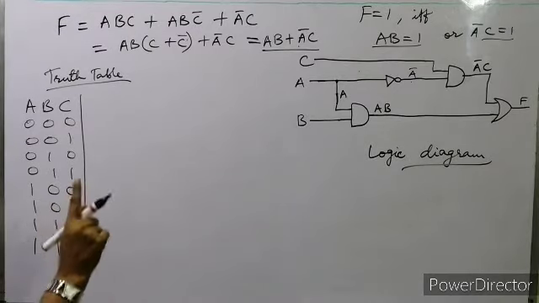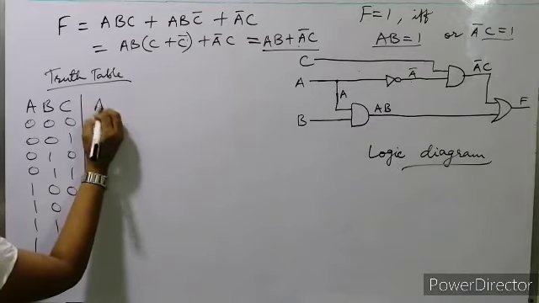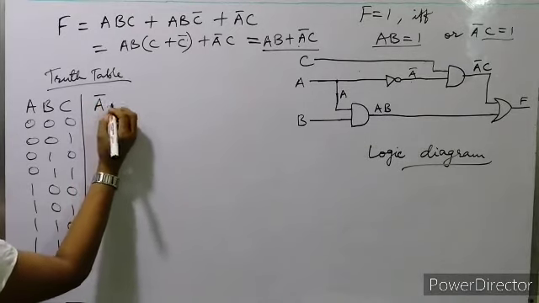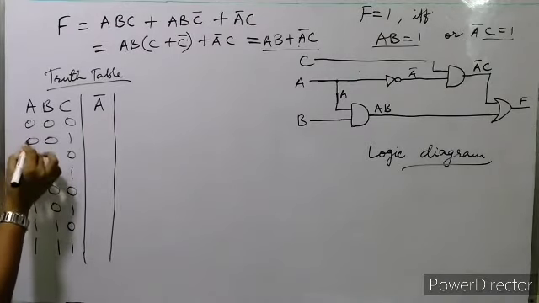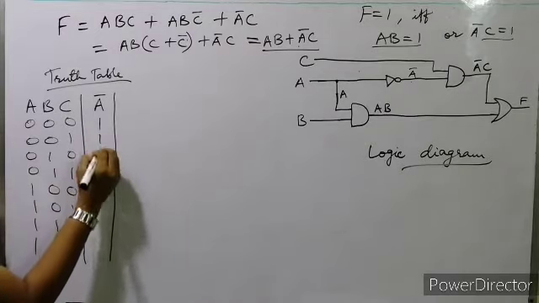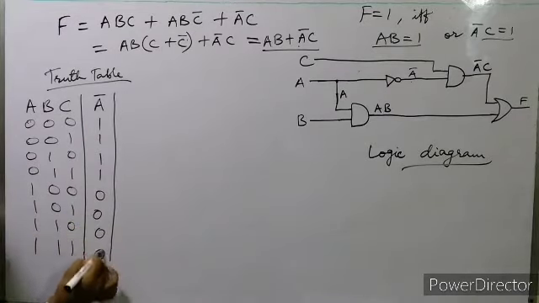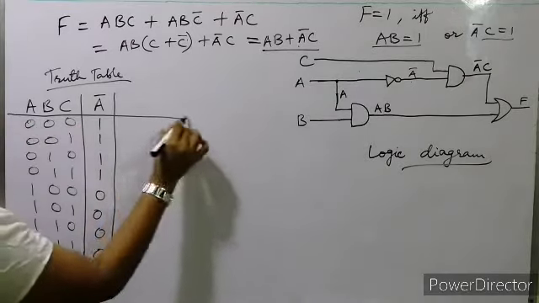Now AB and A bar C. तो A bar हमने लिया. ठीक है. सो A bar हमने लिया. तो A bar यहाँ पे A is 0 0 0 0. तो we'll write 1 1 1 1, and 0 0 0 0 because A is 0. तो A bar will be 1. Okay. Now next A bar हमने लिया.